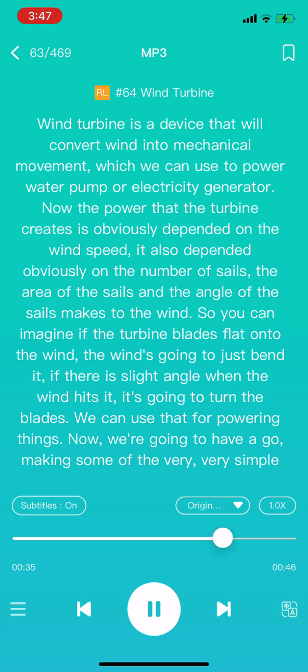Now, we're going to have a go at making some very, very simple paper windmills, the sort of things that you can make from the bits and pieces lying around at home, and use that to drive a very small generator to power electronic devices.